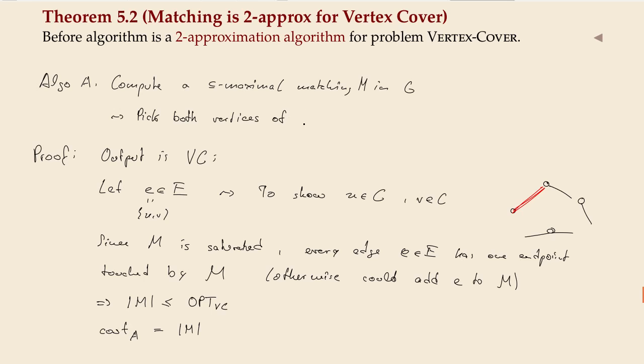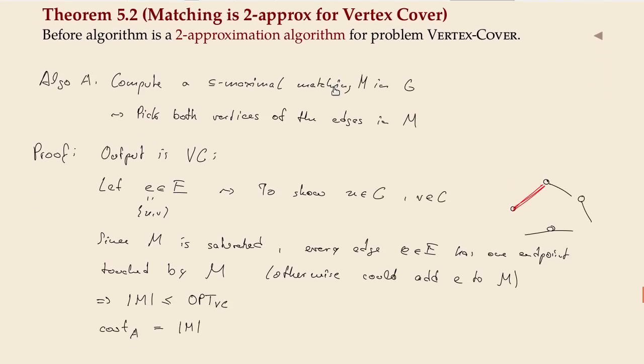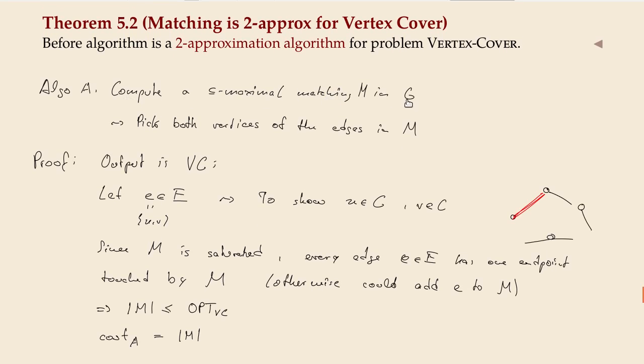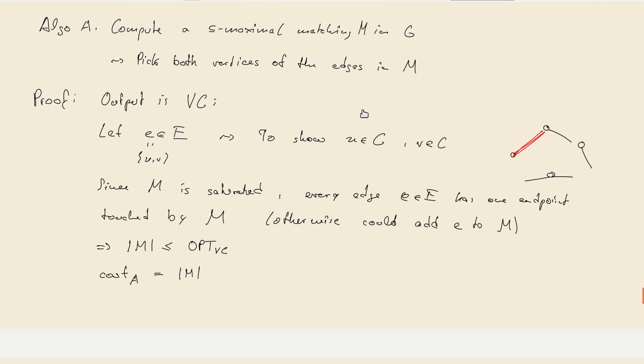So you pick both vertices of the edges in M. Okay, sorry, that was confusing. So the algorithm is you compute a maximal matching, but you pick all the vertices in M. Otherwise you would not cover all edges, and that's why it didn't match the nodes. The cost of this algorithm is 2M because it picks both endpoints for the match for every matching edge.